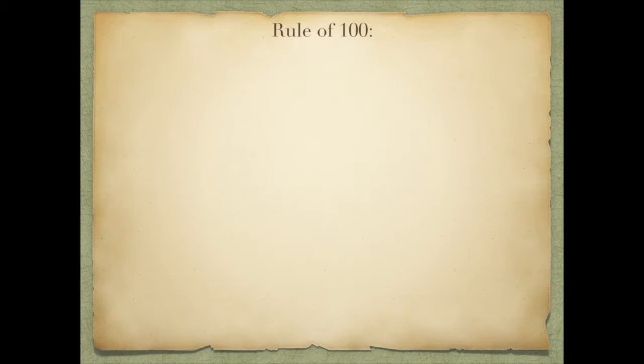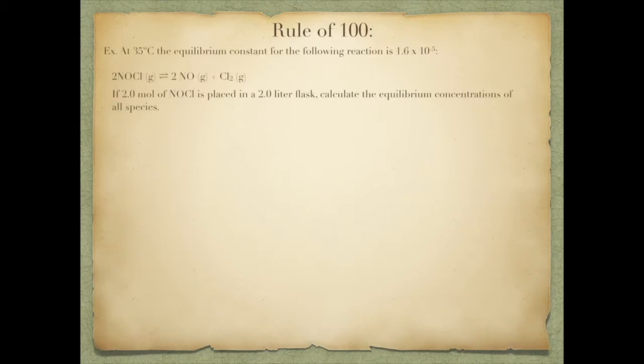And most of the cases that you'll ever see on the AP, you can use this rule, which makes your life a lot easier mathematically. So to start off with, I'm given this equilibrium, and I'm told that I start off with 2 moles of NOCl, and it's placed in a 2-liter flask. And so I'm going to rewrite my reaction, and I'm going to write my ICE chart.